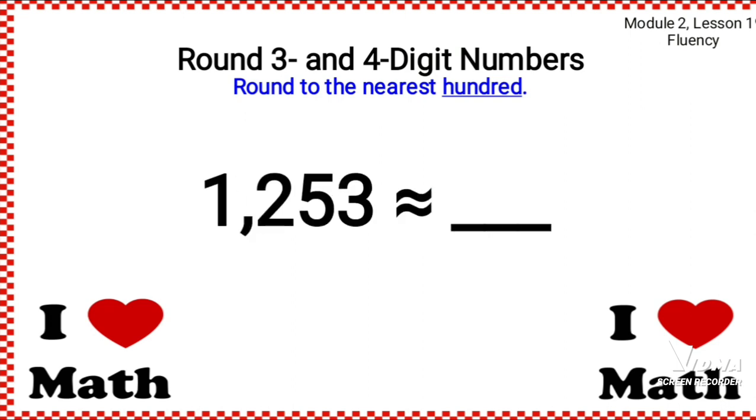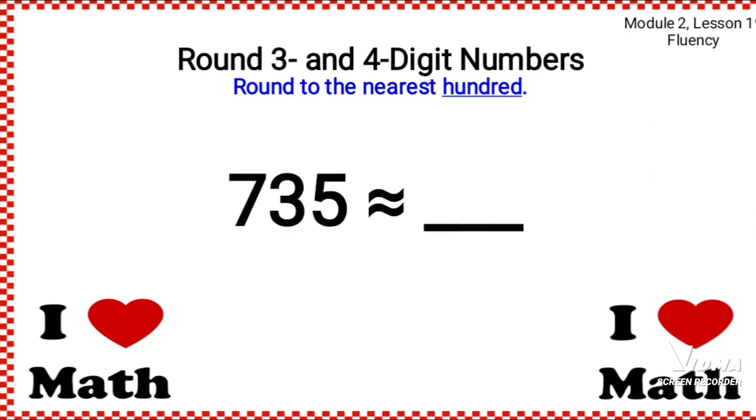Here's another one. 1253 to the nearest 100. It's simple. The end marks here are 1200 and 1300. Halfway is 1250. 1253 is closer to 1300, so we can round it off to 1300.